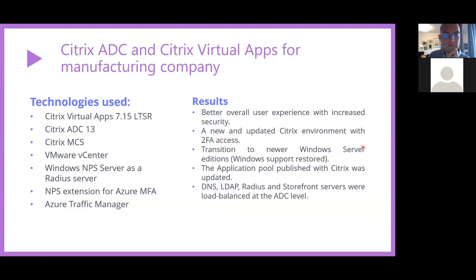Here you can see we made a transition to newer Windows Server editions, and the Windows Server support was restored. The application pool was updated because we had a lot of legacy applications that were not working correctly or were outdated. And also regarding load balancing, DNS servers, LDAP, radius, and storefront servers were load balanced at the ADC levels, and that load balance server could be used for other internal needs in the company.